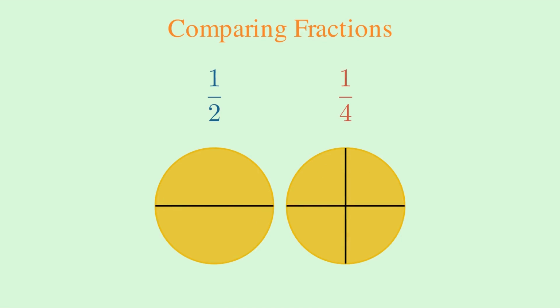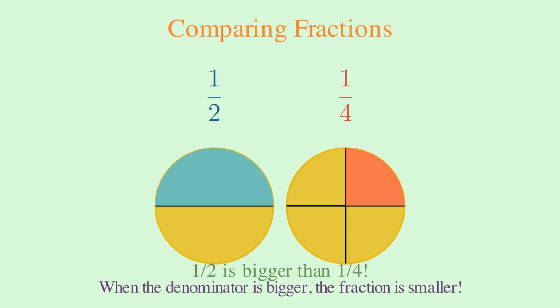Now, let's compare 1/2 and 1/4. Which one is bigger? Imagine a pizza. If we cut it into 2 big slices, each slice is 1/2. But if we cut it into 4 smaller slices, each slice is 1/4. Which slice is bigger? That's right. 1/2 is bigger than 1/4. The more pieces we cut, the smaller each piece becomes. So, when the denominator, the bottom number, is bigger, the fraction is actually smaller.